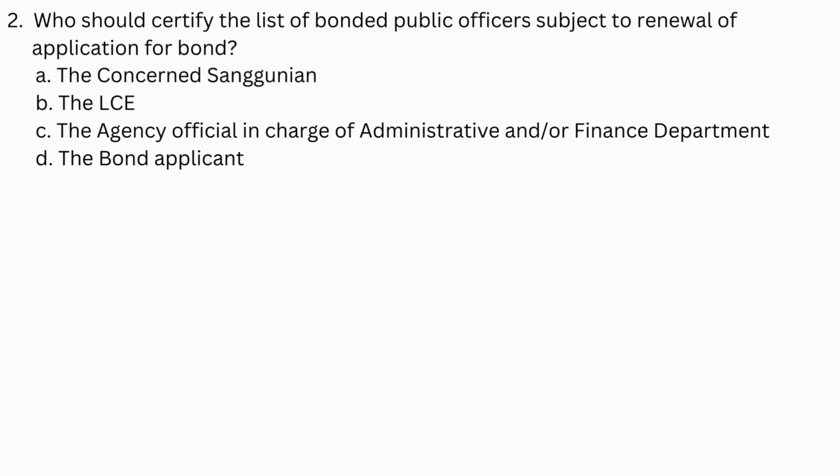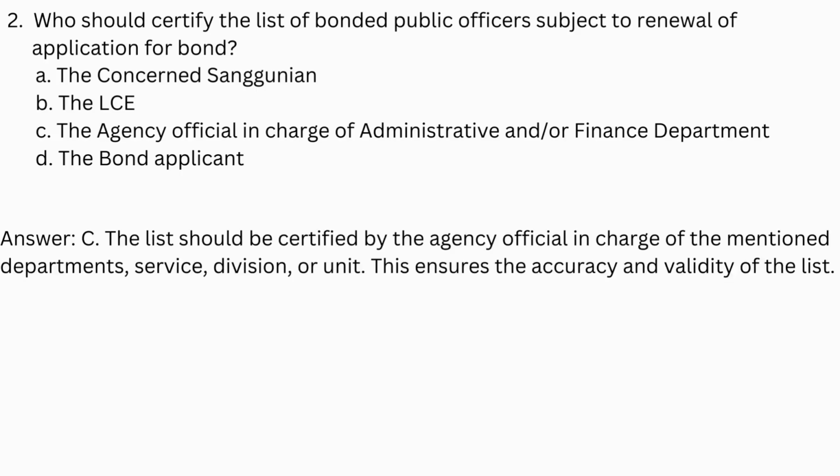Number 2. Who should certify the list of bonded public officers subject to renewal of application for bond? A. The concerned Sanggunian. B. The LCE. C. The agency official in charge of administrative and/or finance department. D. The bond applicant. Answer, letter C. The list should be certified by the agency official in charge of the mentioned department's service, division, or unit. This ensures the accuracy and validity of the list.